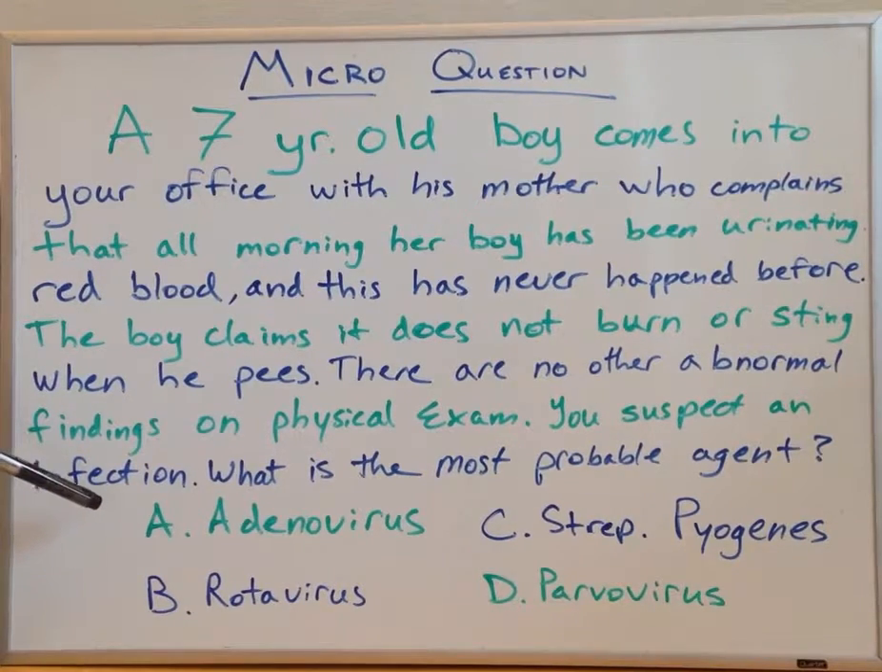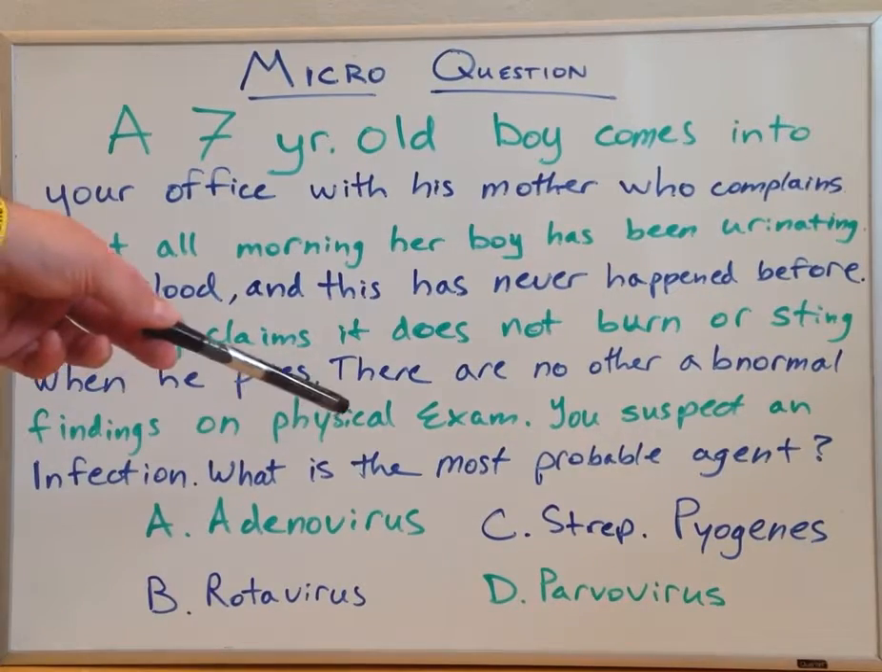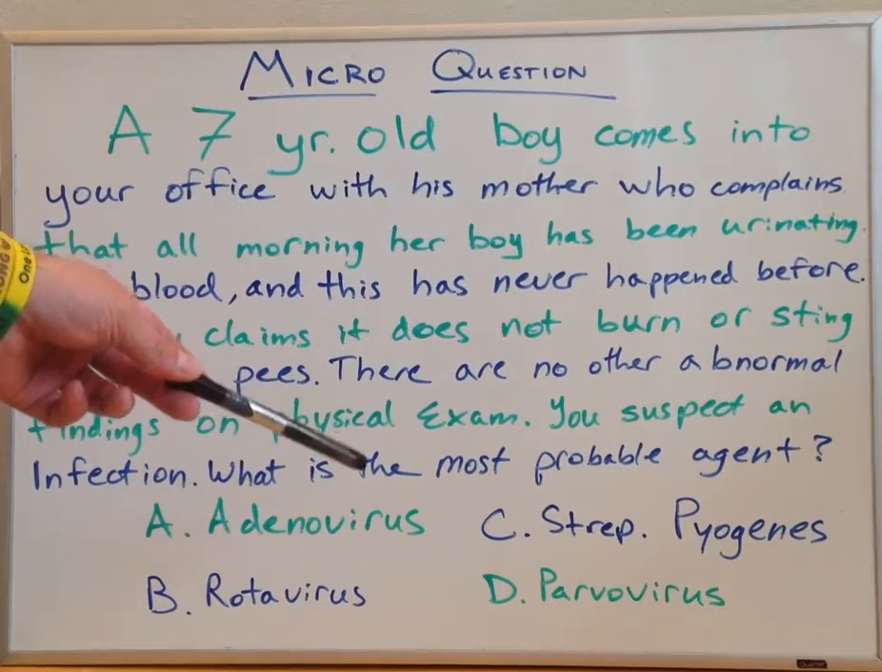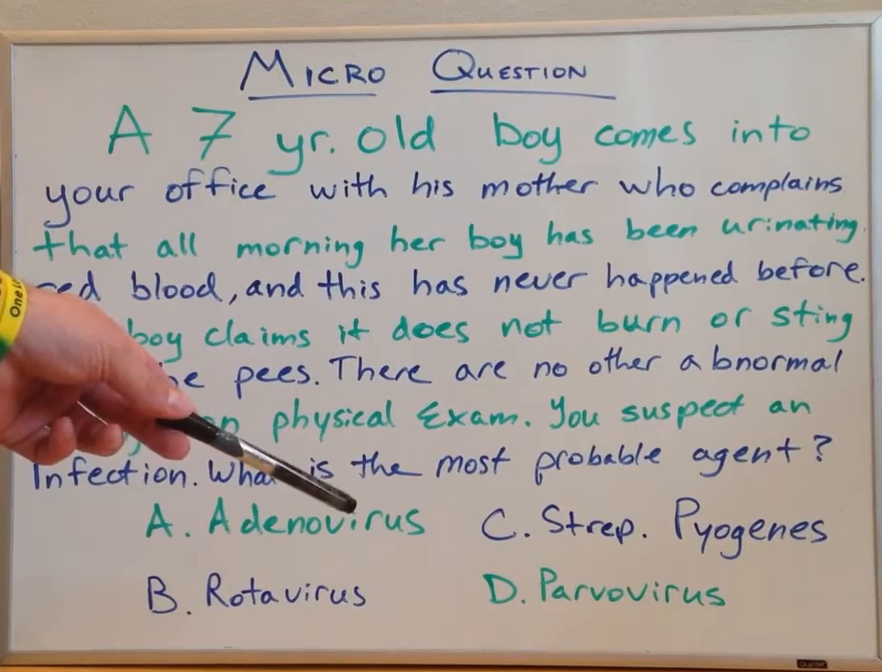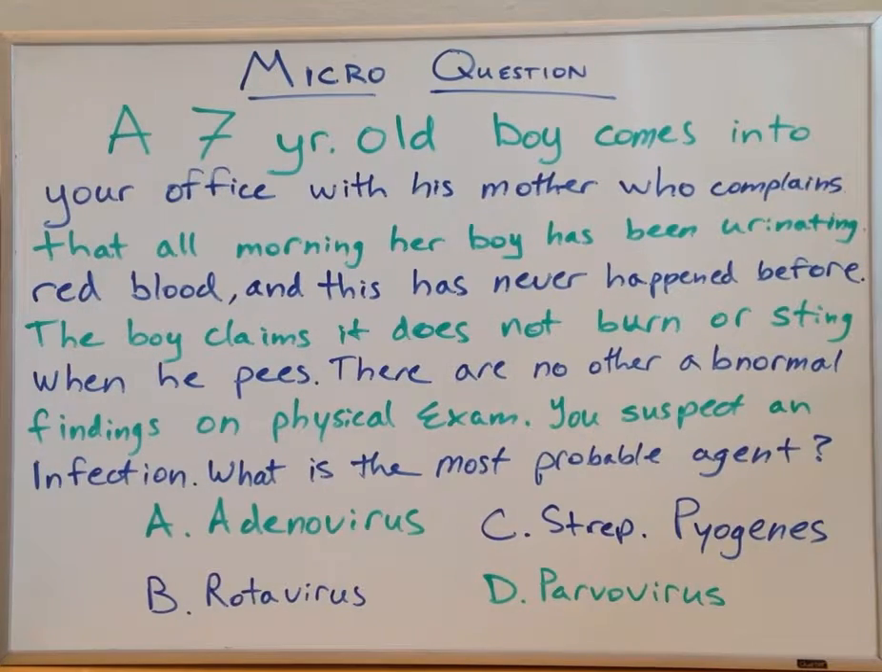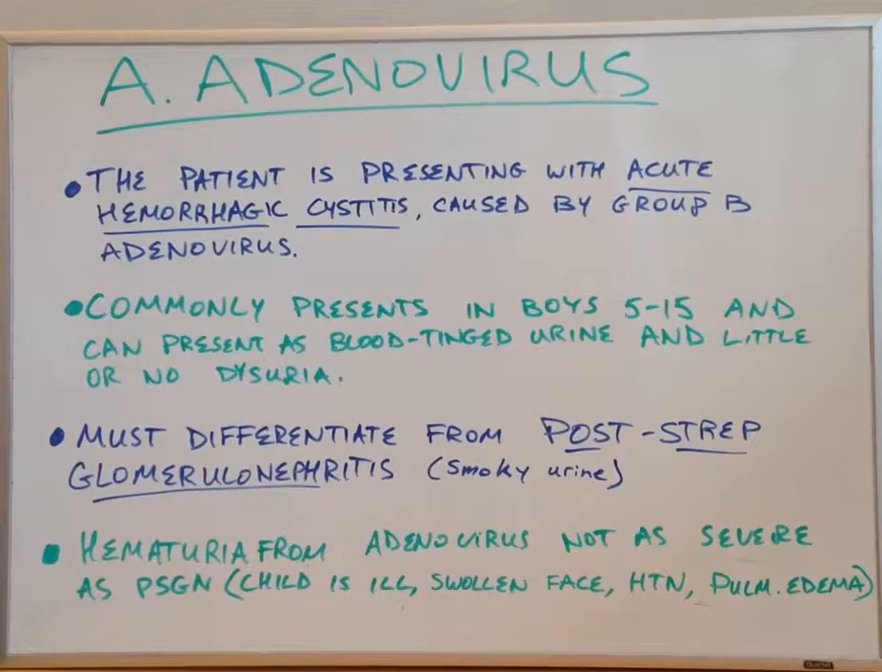Is it A, adenovirus, B, rotavirus, C, strep pyogenes, or D, parvovirus? Now I'll give you a minute to think on that. The answer is A, adenovirus.